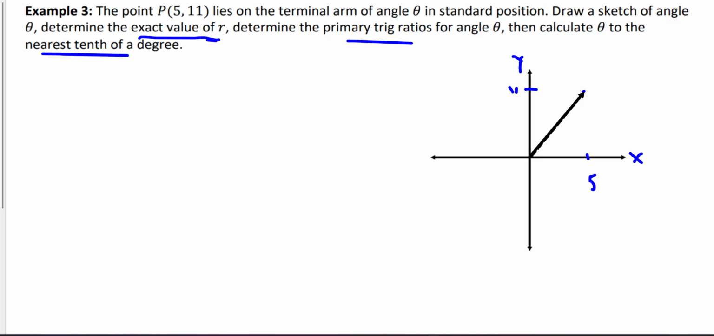So let's do this. First things first, always draw your triangle correctly. Second, label your angle and the side lengths of your angle. We know that the base of the angle is 5, and we know the height of the triangle is 11, because of the y value and the x value. What's r?